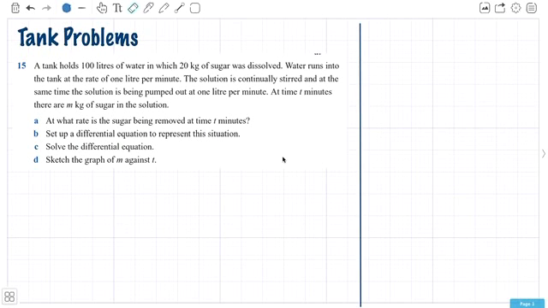In this problem we're looking at a tank holding 100 litres of water in which 20 kilos of sugar is dissolved. These types of problems are just commonly known as tank problems. And usually you have a tank that has an input and an output.